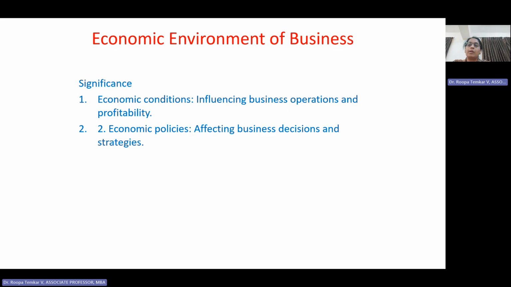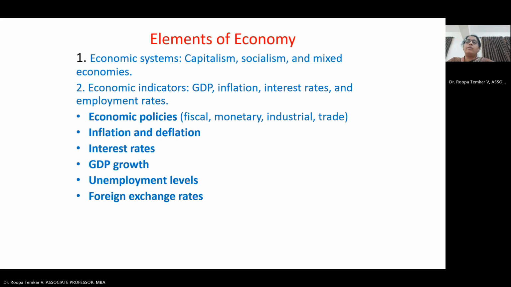And the second one is economic policies, that is, favorable economic policies towards business are very important, so that they very much affect business decisions and strategies. Now let us try to understand what are the different elements of economy.